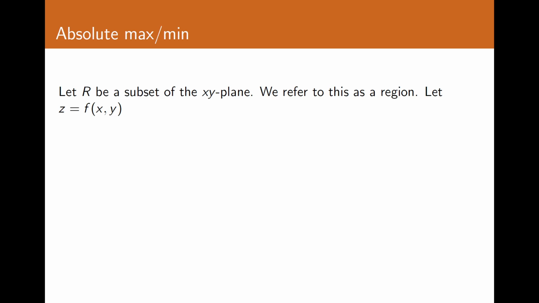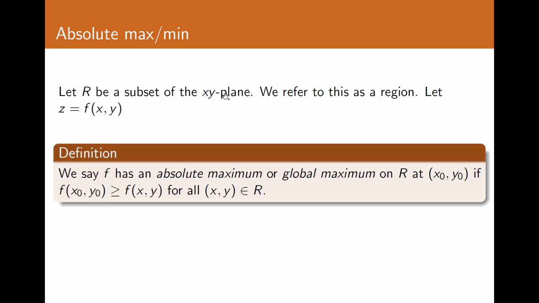In this case, we need to worry about what kind of region we are going to look at in the xy plane to get this. So we're going to let R be a subset of the xy plane, so we refer to these subsets as regions, and let z be equal to f of x, y. We say that f has an absolute maximum, or a global maximum, on R at the point (x0, y0) if f of x0, y0 is the biggest value for all of the (x, y) in R.